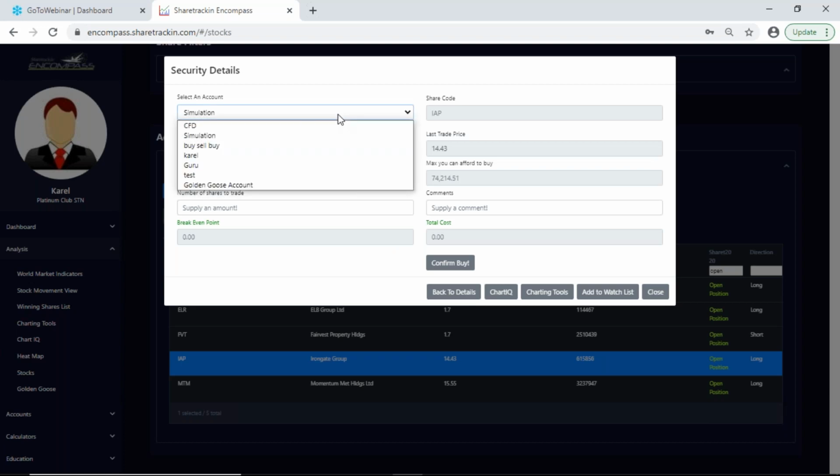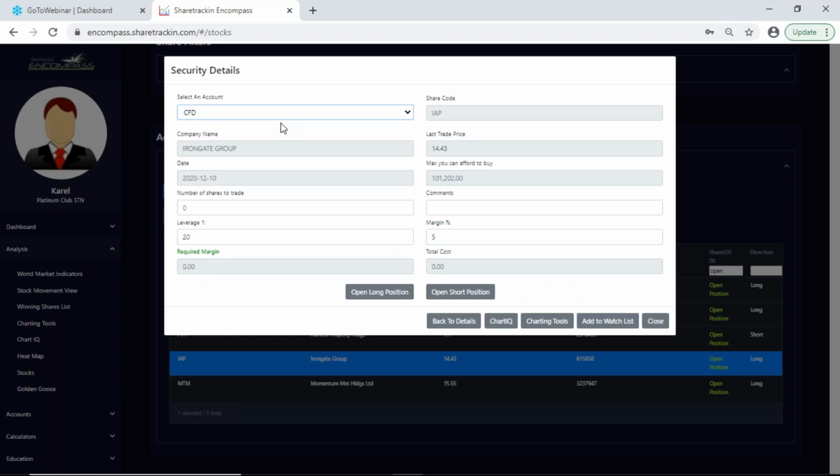And first of all, I want to select my CFD account. Okay. Underneath my CFD account, I get the share code. I get the company's name. I get the last traded price. I get the date on which the transaction is happening. Max you can afford to buy, in other words, the money I still have left in the account to spend on shares. Number of shares to trade. How many shares do I want to buy? The comment, the reason for me buying that share. Leverage. Okay.